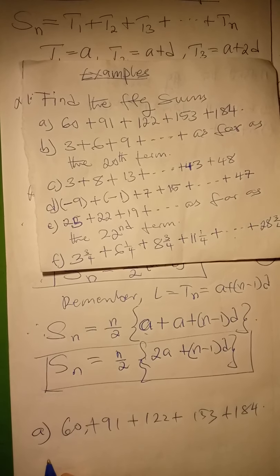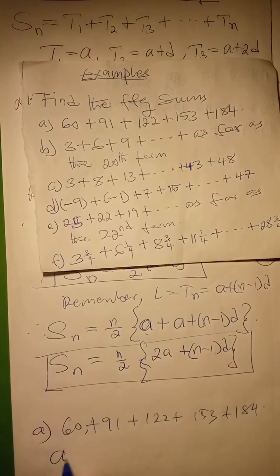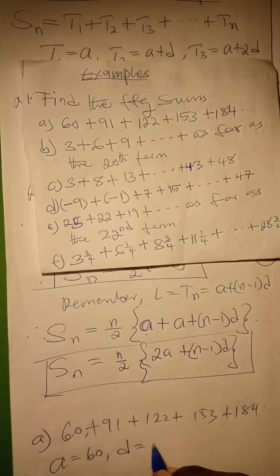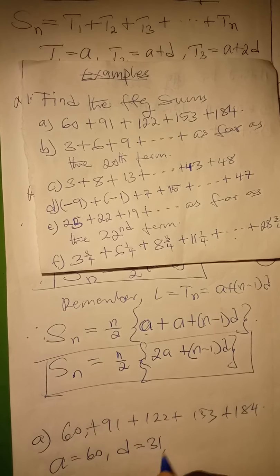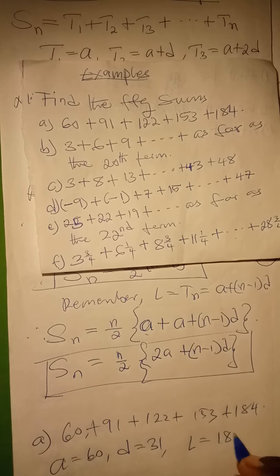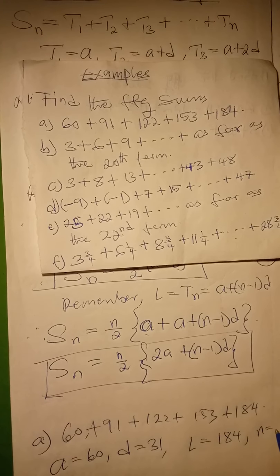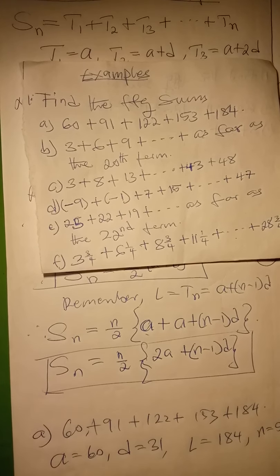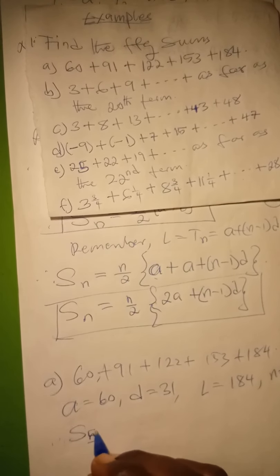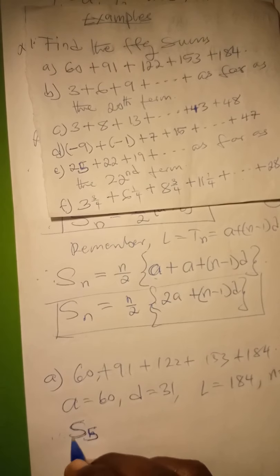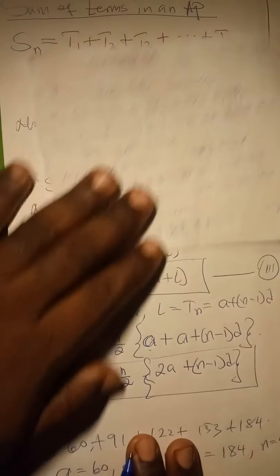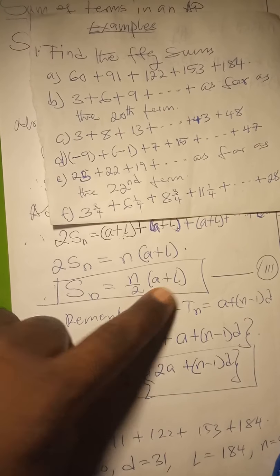Let's apply the formula. Okay, so the first term here is going to be equal to 60. The common difference clearly is going to be equal to this minus this, which is 31. And then the last term, L, is given as 184. So the number of terms is equal to 5. So that means that I'm finding the sum of the first 5 terms. Sum of the first 5 terms. So this is going to produce 5. Let me use this one. This is suitable because I have the last term given to me and the number of terms.